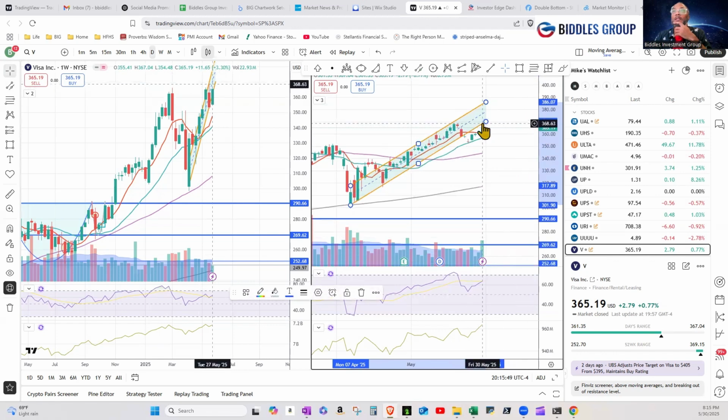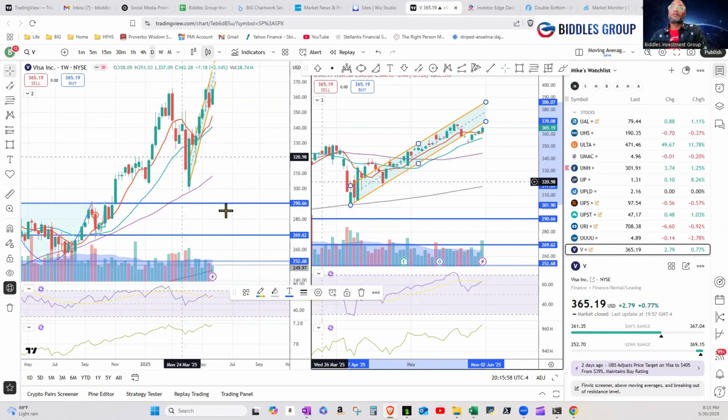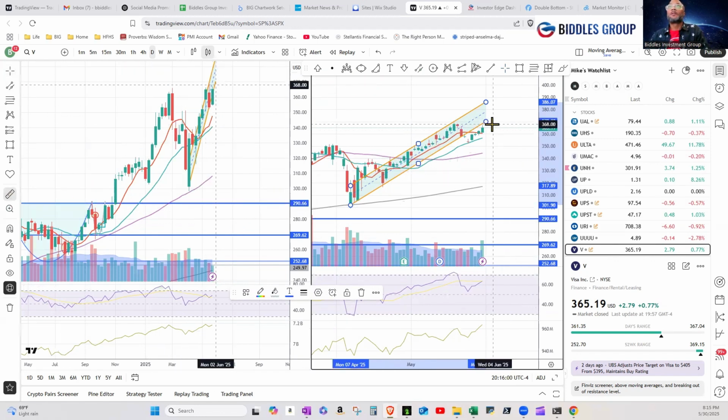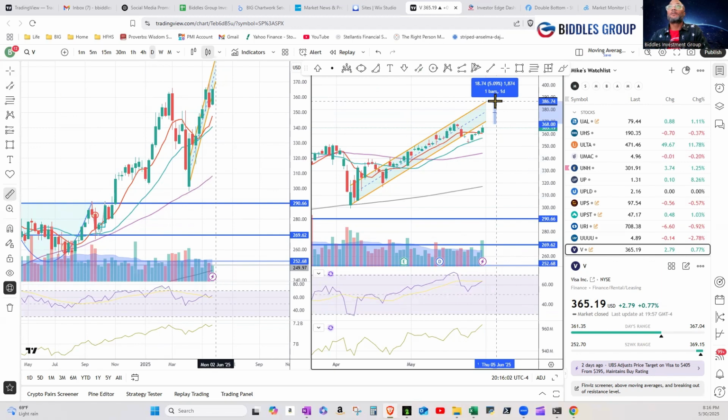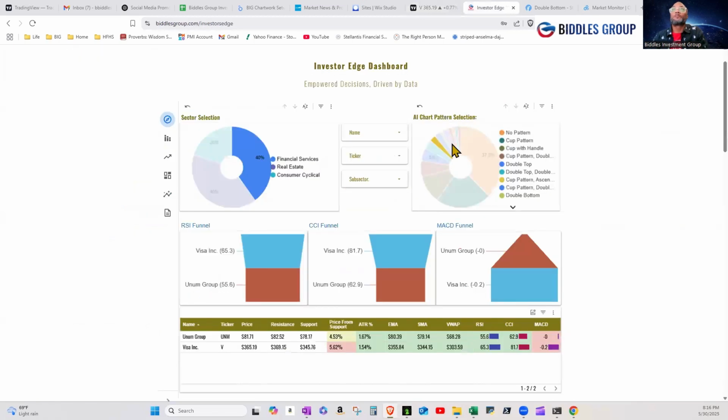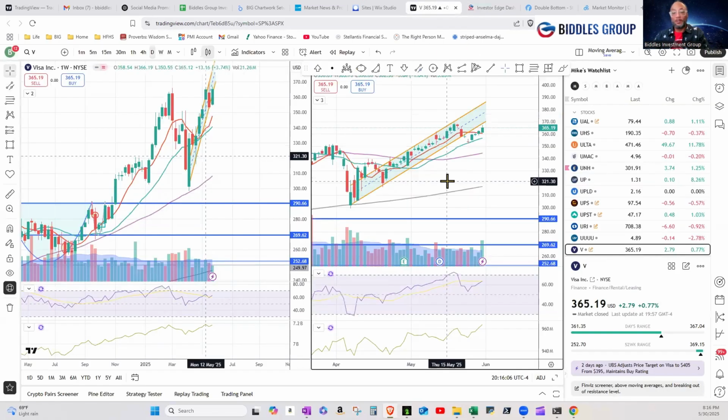If we get back into that channel, 368, we'll probably have about 380 to 384 to the upside. 20 bucks. I don't know. Let's see here. It's 5%. So not bad. Let's look at UNM.